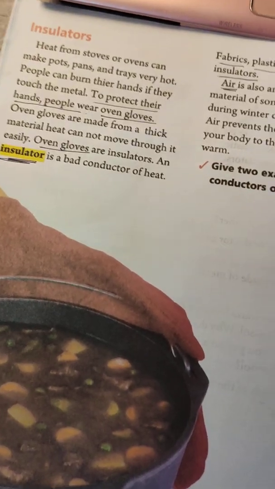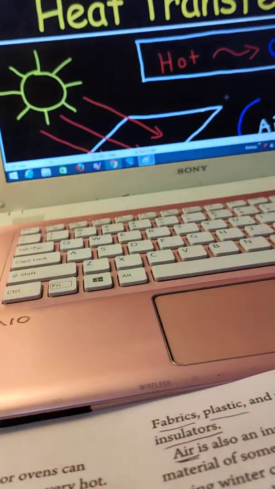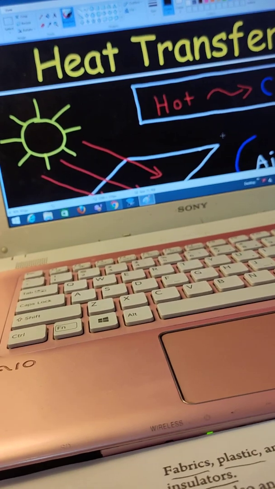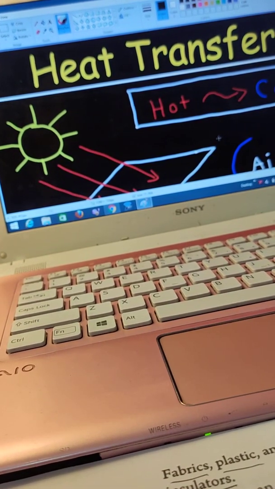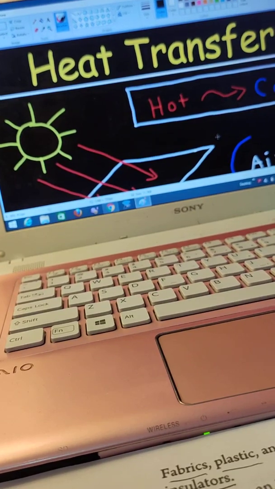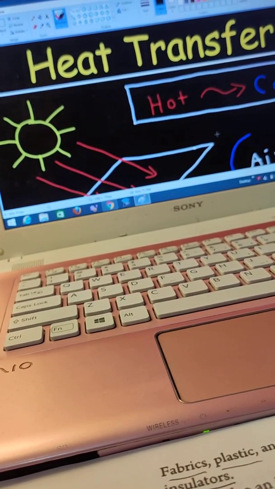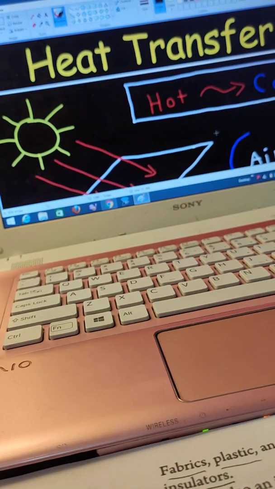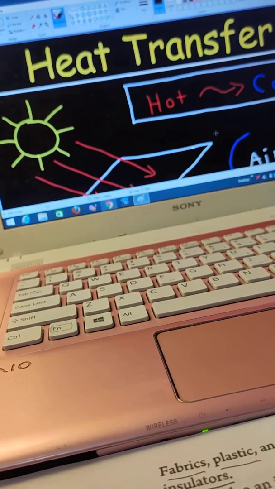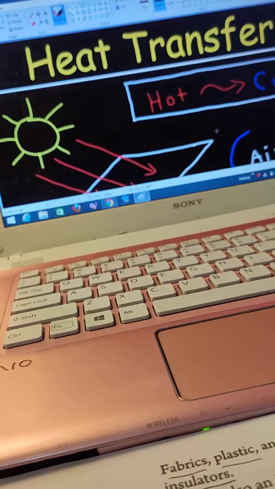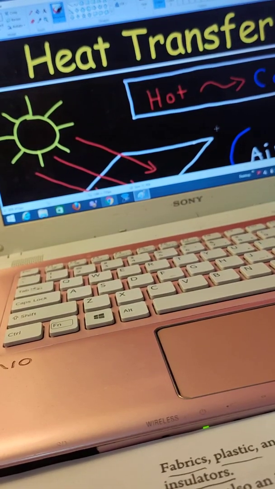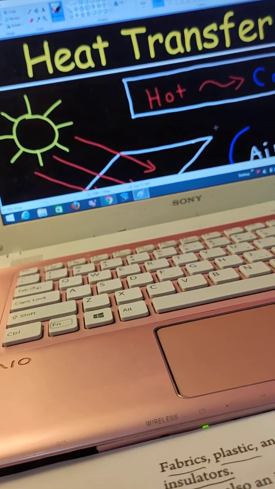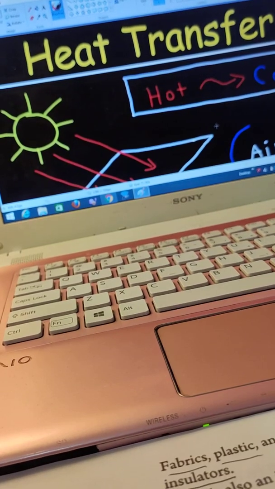Okay? So, a summary of our lesson today: when things touch each other, heat moves between them by conduction. Conductors let heat move easily. Insulators are materials in which heat cannot move easily. Metals are good conductors of heat. Wood, plastic, fabrics, and air are heat insulators.